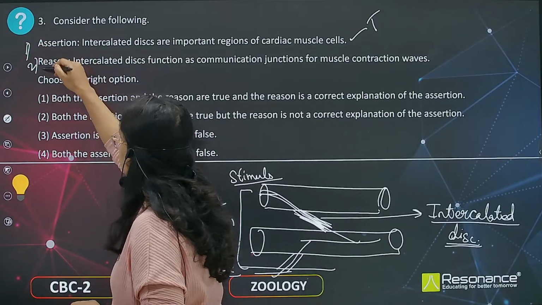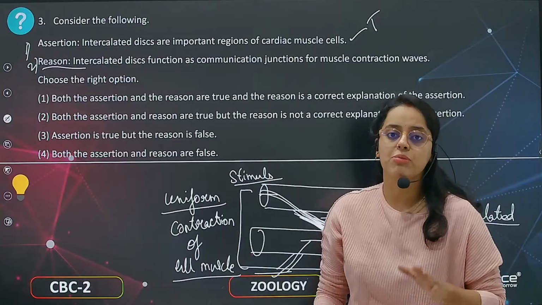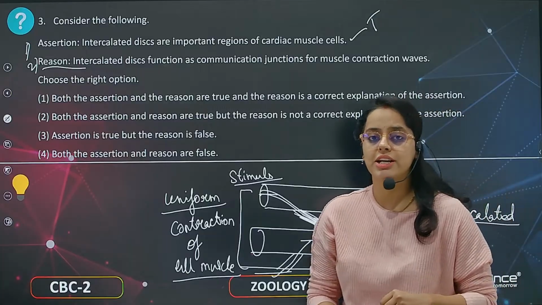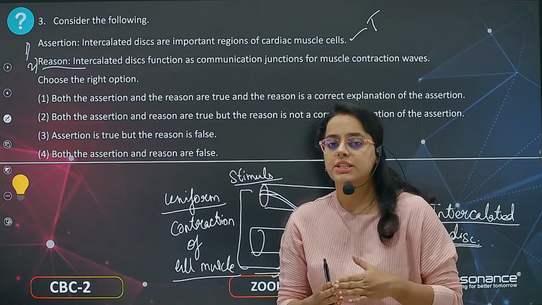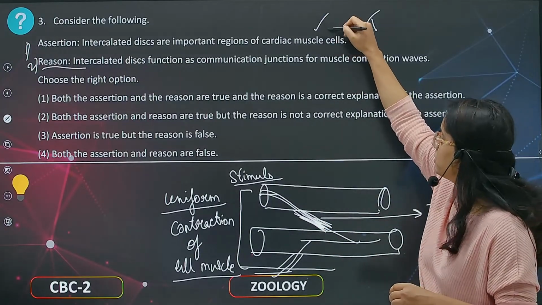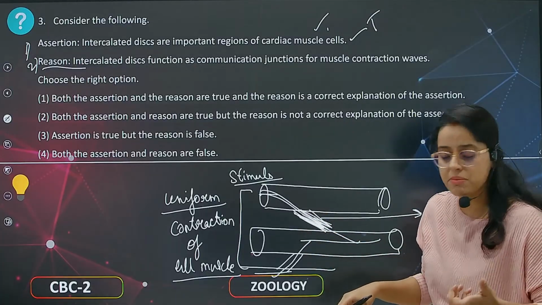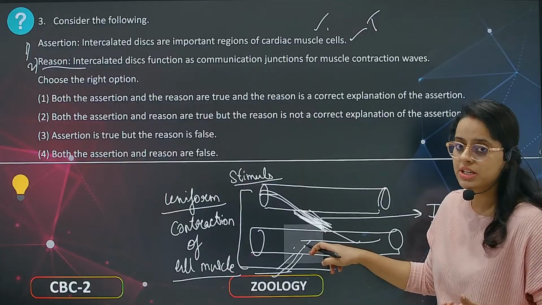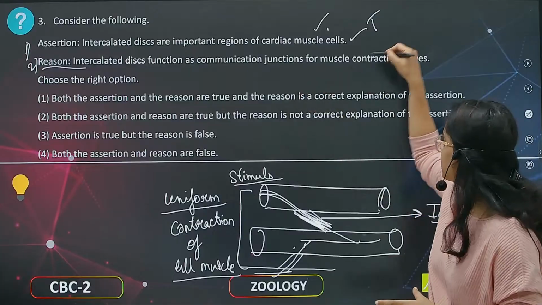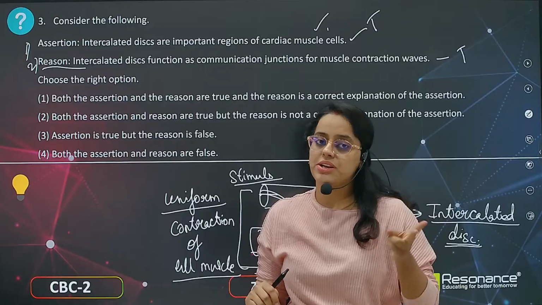Now let us read the second statement, the reason. Intercalated discs function as communication junctions for muscle contraction waves. So intercalated discs are regions present in the cardiac muscle cells. That is true, and as I have just explained, these transfer the impulse to the next adjacent cells, right? So that all the muscles can contract at the same time. I have just explained this, so this statement is also true. So here the assertion is true and the reason is also true.